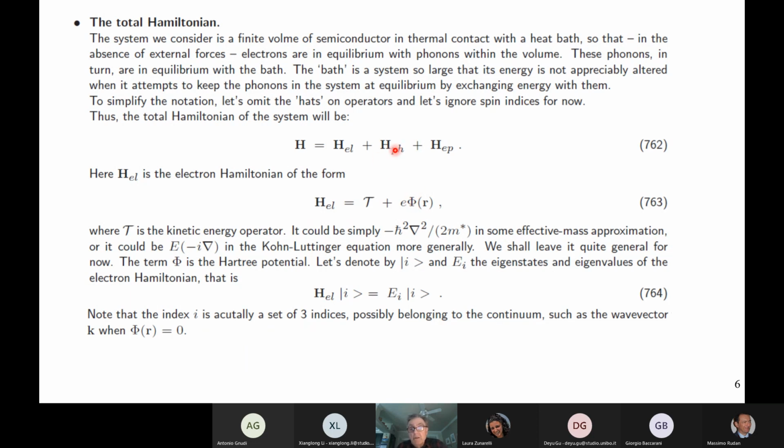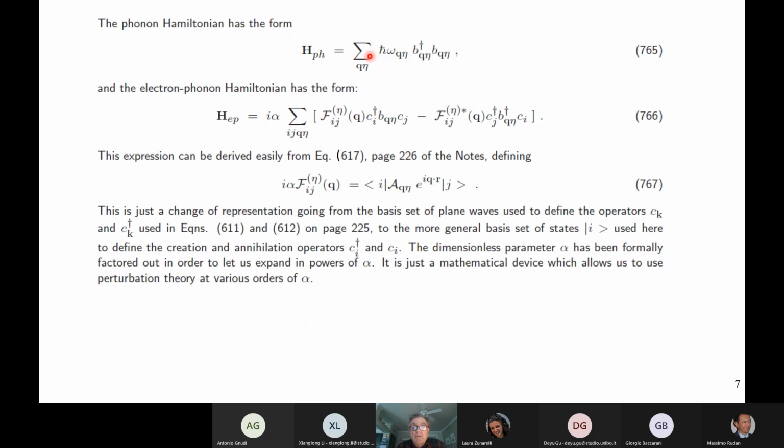Then we have a phonon Hamiltonian we can treat as we did in the past, and then there is the perturbation term, which is the electron-phonon coupling. So the phonon Hamiltonian has the usual expression of a sum over a collection of harmonic oscillators, each labeled by a branch index eta, longitudinal, transverse, optical, acoustic, whatever you wish, and a Q vector. And this labels our phonons.